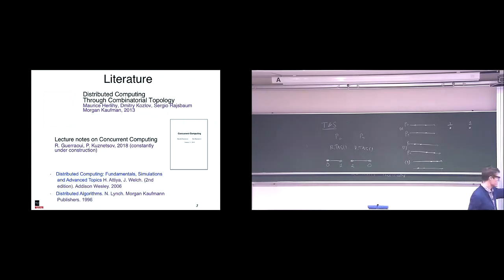Literature-wise, I think the most related reference here is the comparatively recent book by Herlihy, Rajsbaum, and Kozlov, called Distributed Computing Through Combinatorial Topology. It is actually available in digital form, on multiple platforms I guess, so you can look it up. And for the distributed computing part of this class, I usually refer to my lecture notes, which are constantly under preparation and hopefully will eventually come out. But they have some basics of what I'm going to talk about.